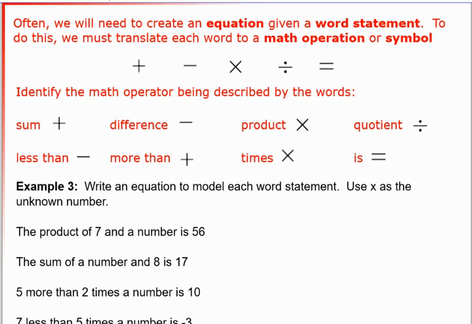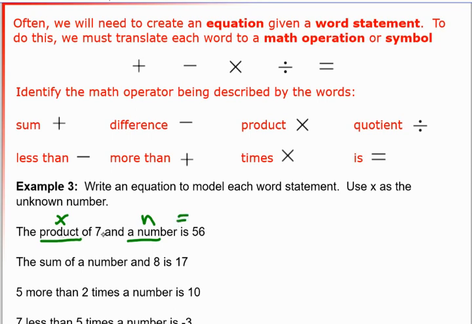So what we want to do is take the word statement and dissect it to come up with an expression or an equation. As we read through, we say the product. Again, product was multiplication of 7 and a number. Anytime you get a number, let's use n, because we use x for multiplication. Let's use n for a number. We don't know what that number is, and then is an equal sign.